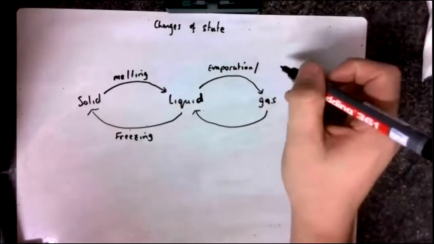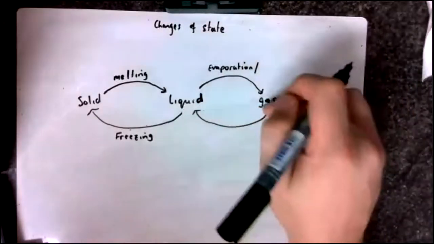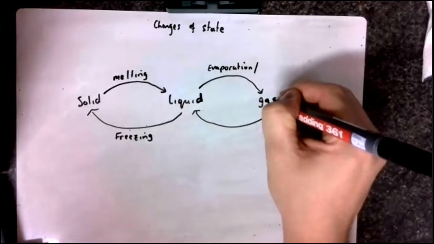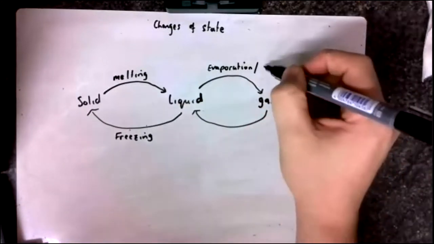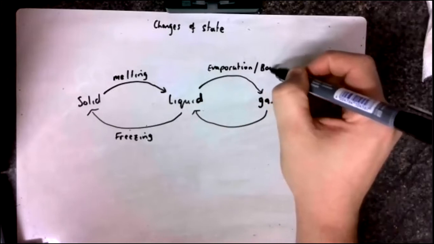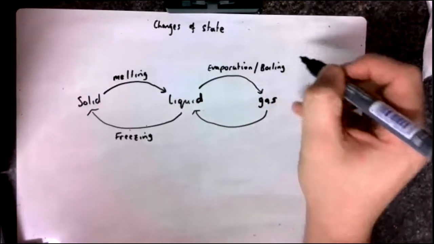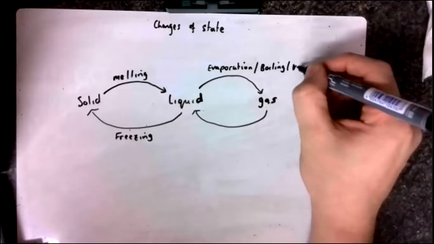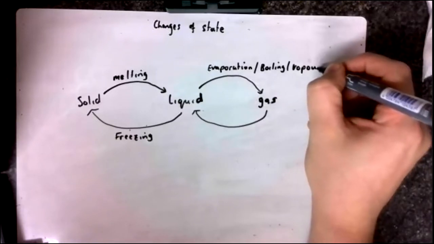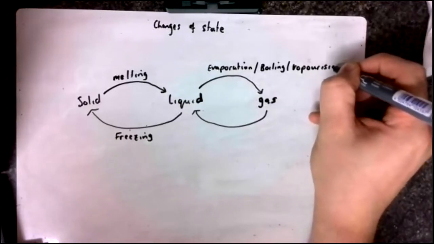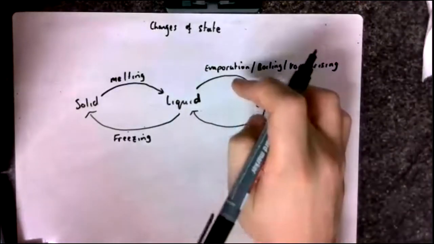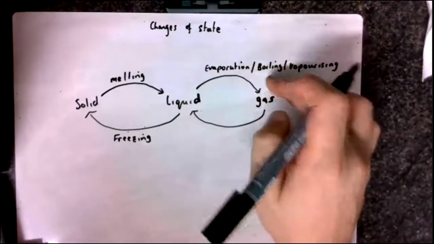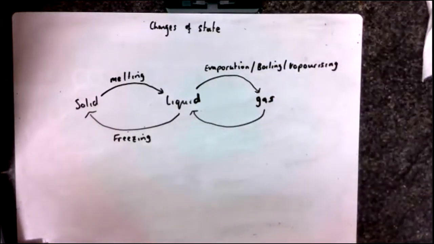If we take a liquid and heat it up more quickly, we make evaporation happen more quickly. If we put a lot of energy in, we can get evaporation to happen quickly. We will call this boiling, or there's actually one more word for it, vaporizing. Why vaporizing? Well, vapor is another word for a gas. So all of these are correct terms here: evaporation, boiling, or vaporizing.